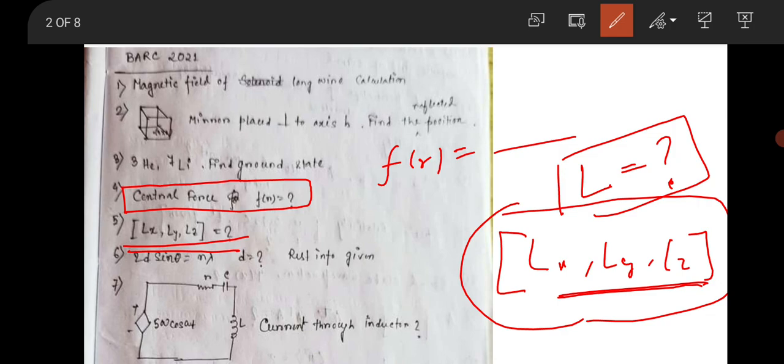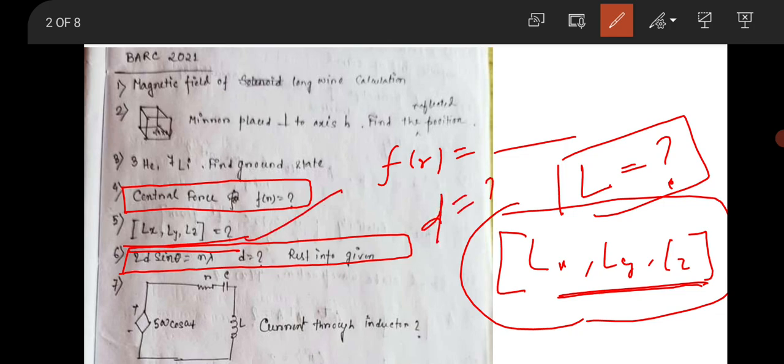Then there is a question from Bragg's law, that is 2d sin theta equal to n lambda. All the data is given and they asked for the d spacing. I have to calculate d. Now this is a calculative question.